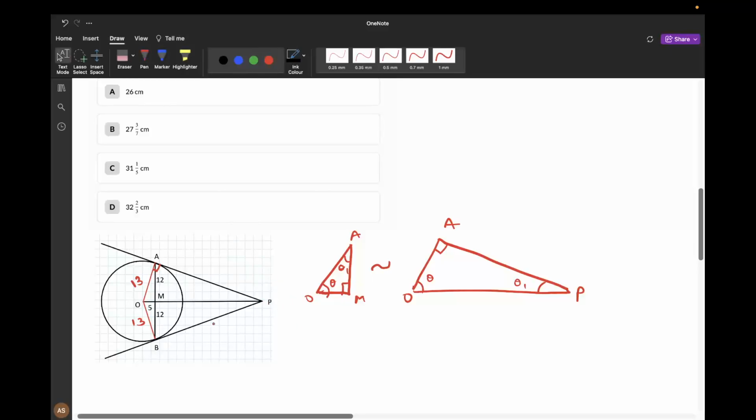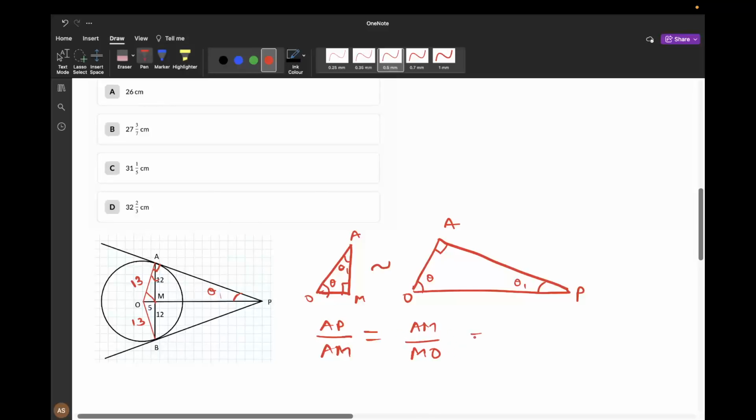Since they are similar, we can say in this triangle, side opposite to theta, theta is here, is AP. So AP by the side opposite to theta in the smaller triangle, which is AM, is equal to, we can say, the side opposite to theta 1, and here also the side opposite to theta 1, that is MO, AM by MO.